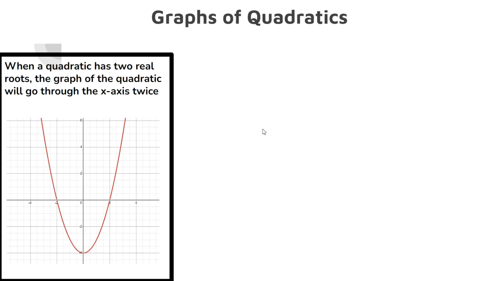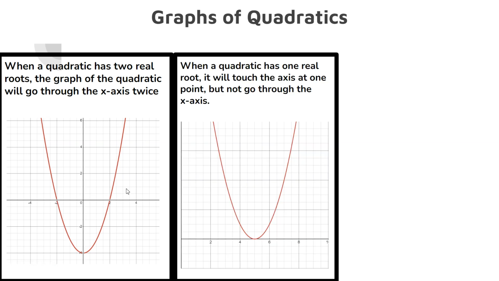Graphs of quadratics look like this. If it has two real roots, the graph of the quadratic will go through the x-axis twice. Notice here, this would be the graph of y equals x squared minus 4, and it is intercepting the x-axis at x equals negative 2 and x equals 2.